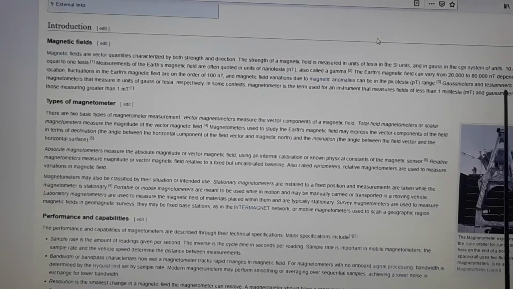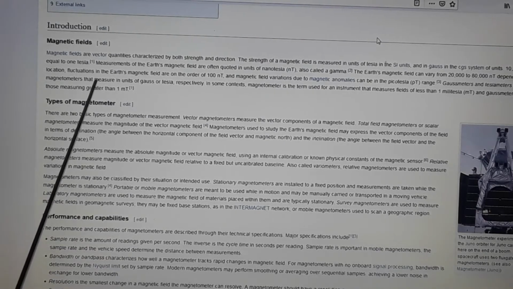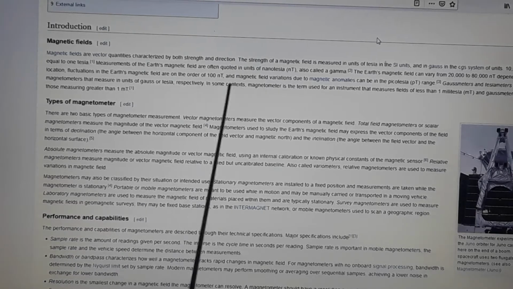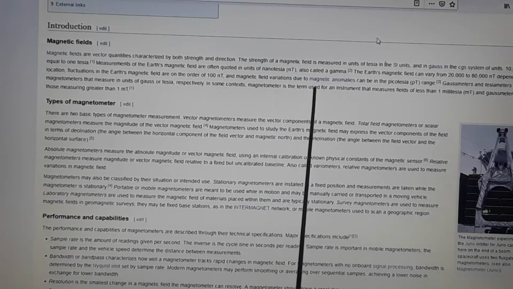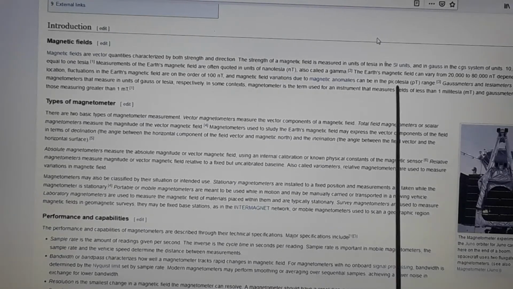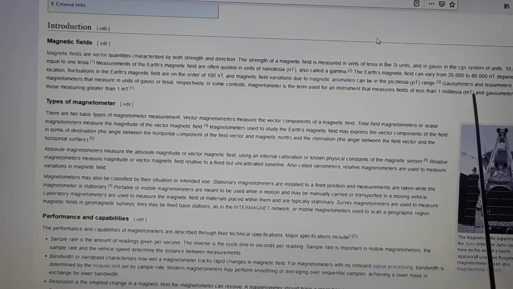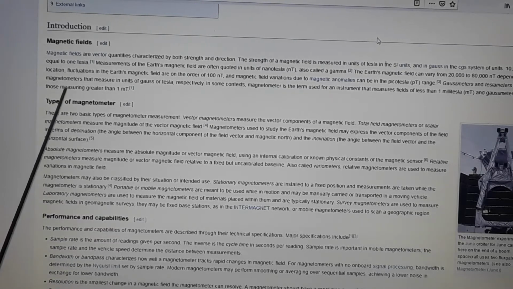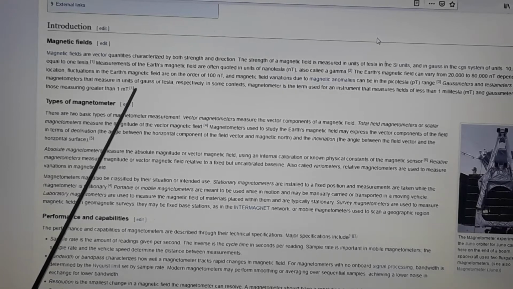Gauss meters and Tesla meters are magnetometers that measure in units of Gauss or Tesla, respectively. In some contexts, magnetometer is the term used for an instrument that measures fields of less than 1 millitesla, mT, and the Gauss meter is used for those measurements greater than 1 millitesla.